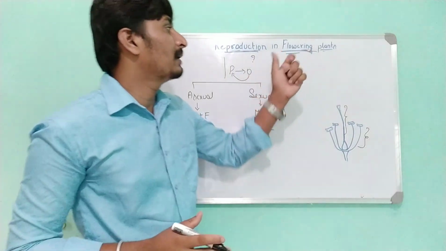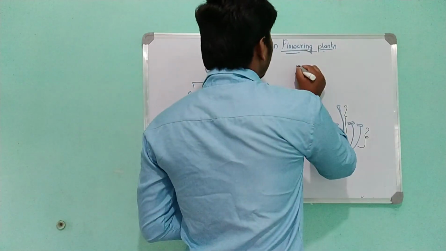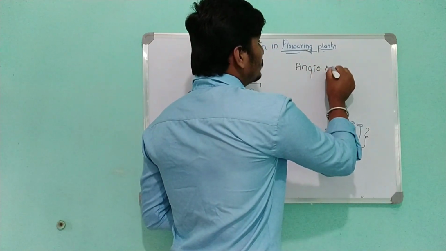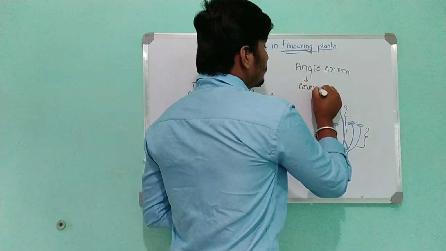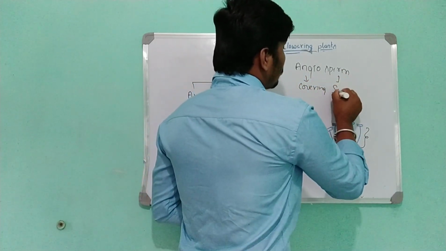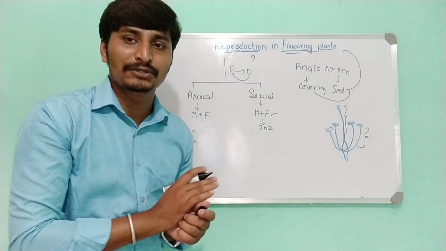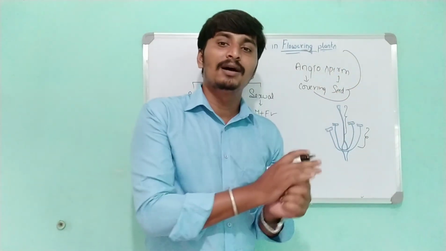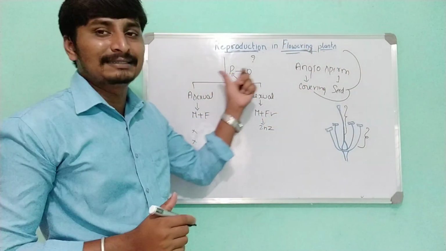So coming to the second main word, flowering plants. What are flowering plants and which are flowering plants? We know that flowering plants are also called angiosperms. As the name itself indicates, angio means covering and sperms means the seeds. So the plants which produce the seed with the covering, or the seed coat, are known as angiosperms, or they can also be referred to as flowering plants. So this is about the title of the topic.